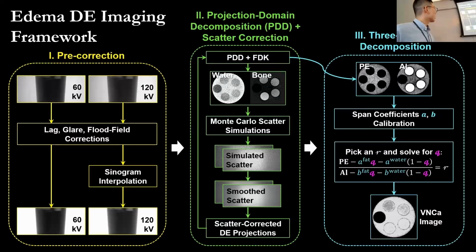We do detector artifact correction first, and then we run a sinogram interpolation because we have a mismatched ray. So we interpolate the high energy to match the low energy ray. I'm going to show you a couple of interesting results in later slides, where we apply very simple interpolation techniques, and that works pretty well. Then we run this scatter correction block. And finally, we input the scatter-corrected projections into a three-material algorithm to get the non-calcium image.